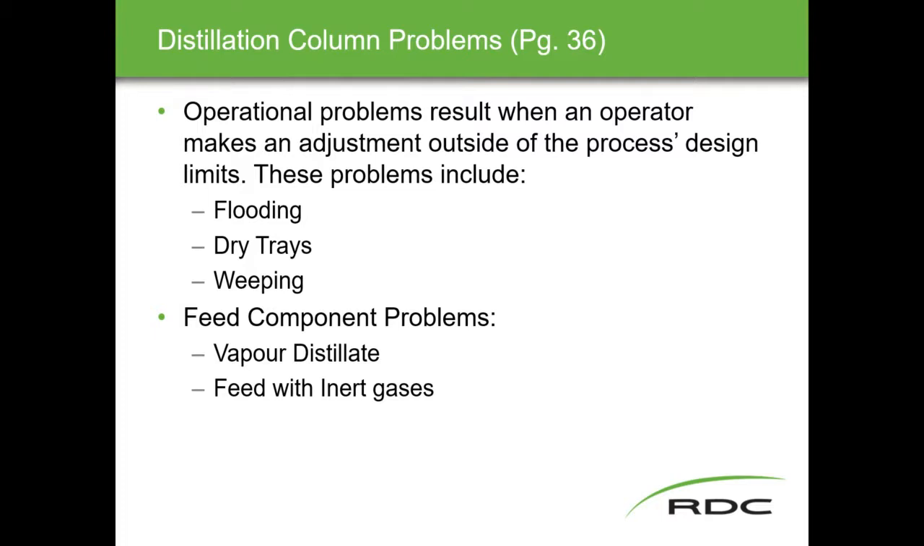And we can also have problems related to our feed component, okay? And that would include vapor distillate and feed that has inert gases in it. Doesn't make any sense right now with no context, but these are what we'll talk about. So five basic problems that we're going to talk about in terms of distillation here. Three of them are related to the way we pump things through the machine, and two of them are related to what we're feeding the machine, the actual feed going into the machine.